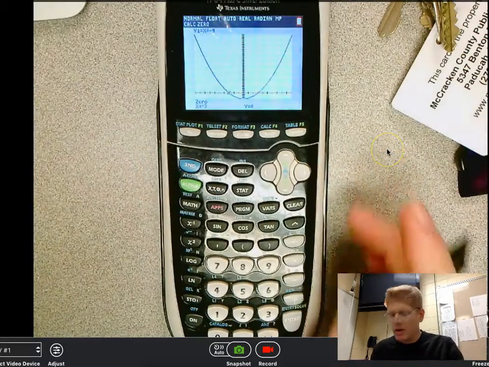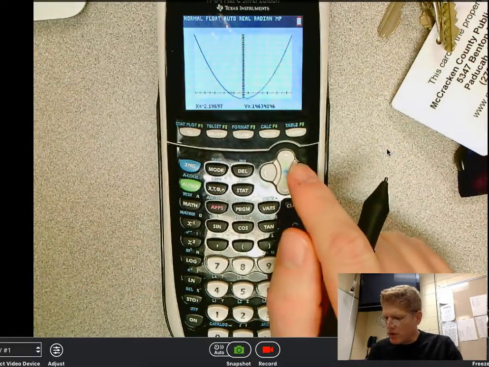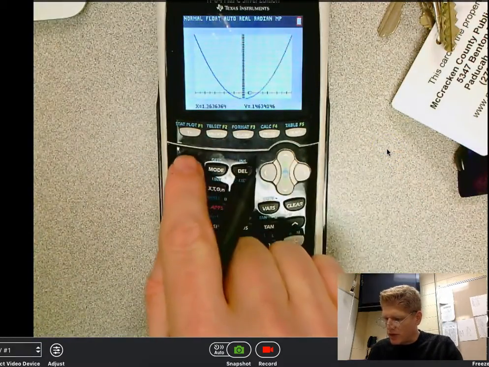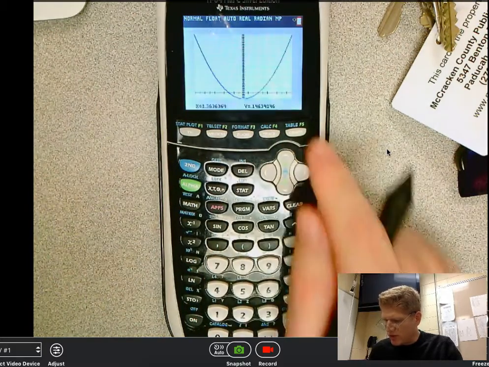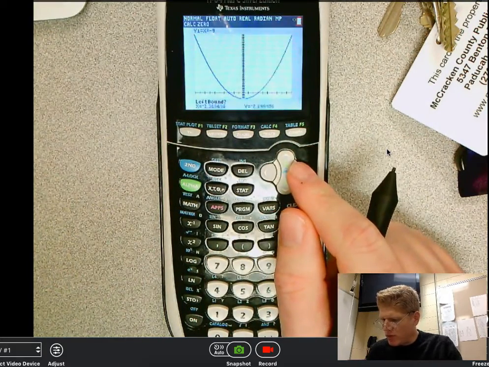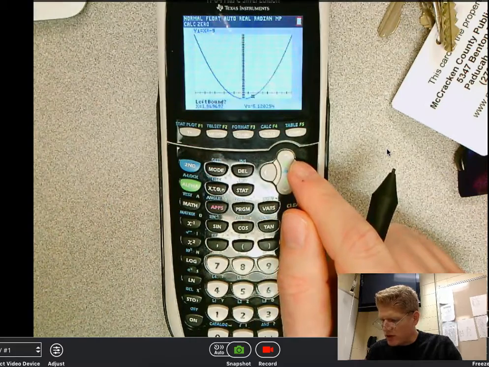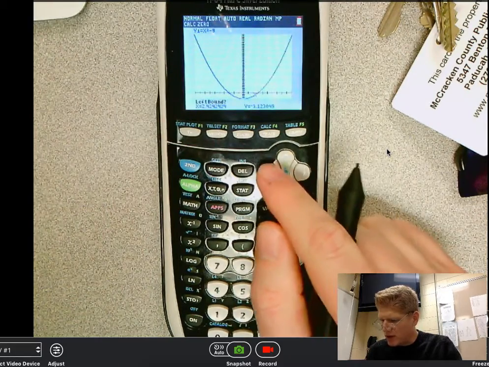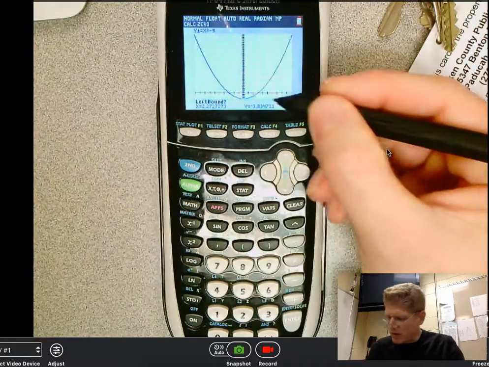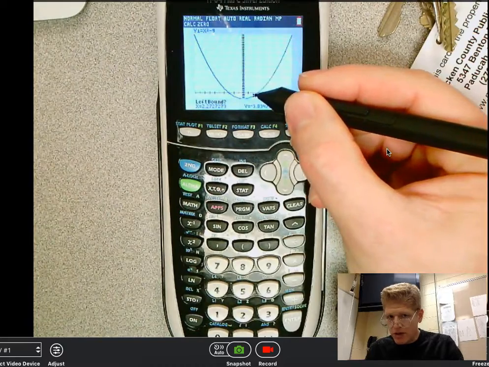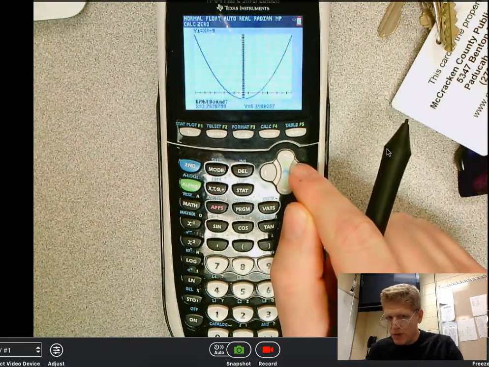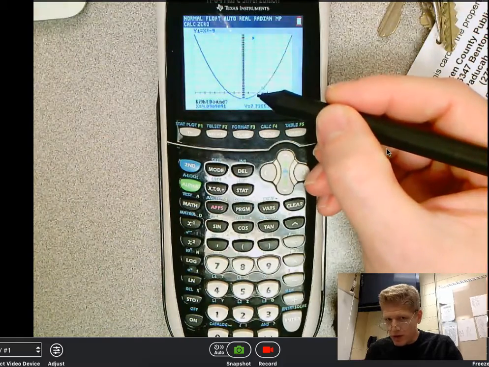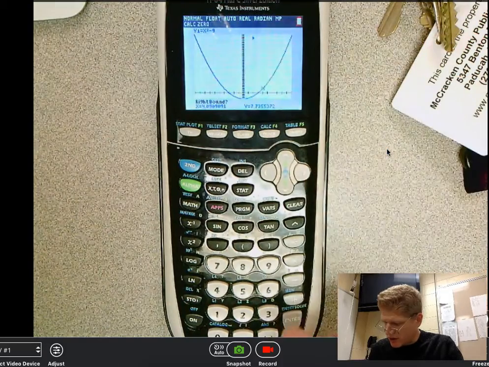So off we go. We can see that the other root is on this side, and once again I'm going to use my calc function, second calc, and I'm going to choose 0 to find the other one. I'm going to move my little cursor over to the left side because I want to find my left bound right before my zero. So there's my zero right there. I'm going to move it to the left of it to give the left bound. And then I'm going to push to the right so that now I'm to the right of my zero right there, and I'm going to press enter again.